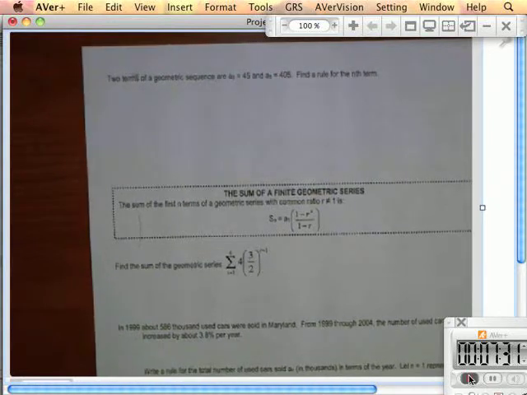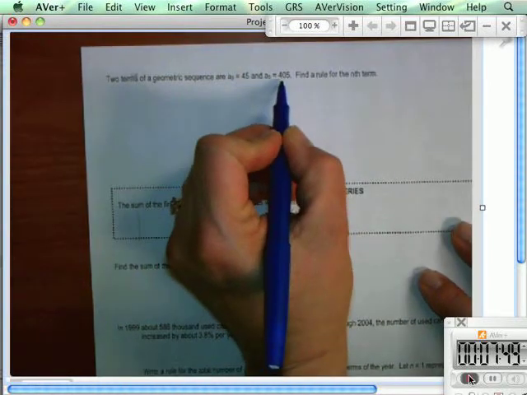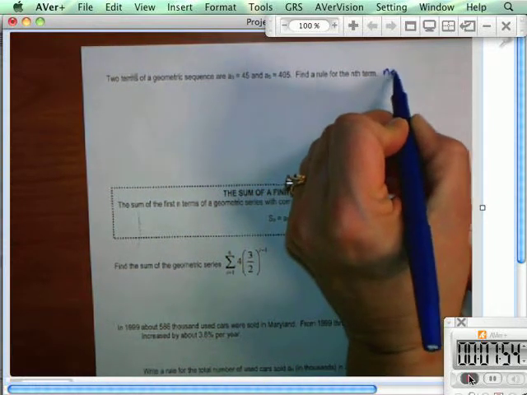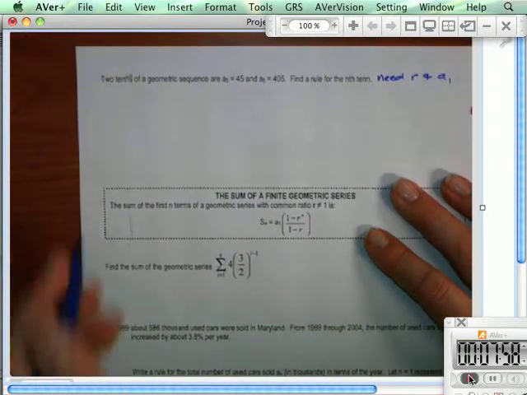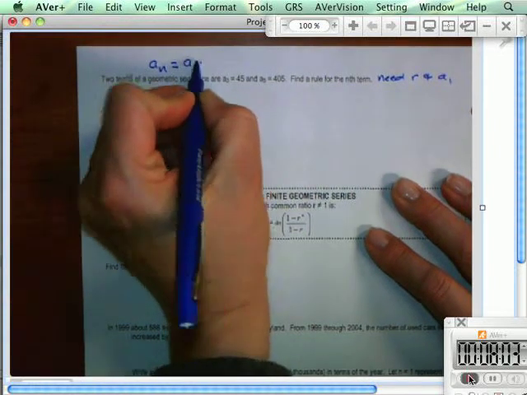This is very, very similar to what you did yesterday with elimination. You had to find A1 and you had to find D. Okay? This is going to be very similar. Stay with me. Two terms of a geometric sequence are A3 equals 45 and A5 equals 405. Find a rule for the nth term. Well, in order to write the rule, I need R and A of 1. And remember, this is the notation or the form that we're looking for.